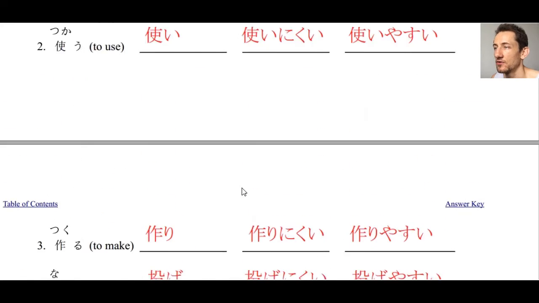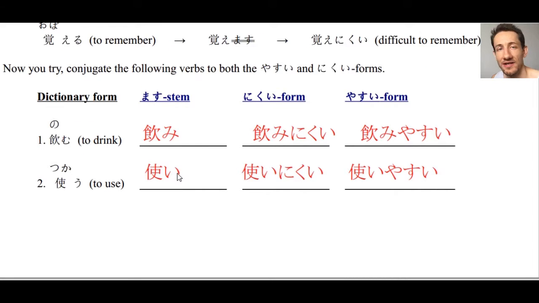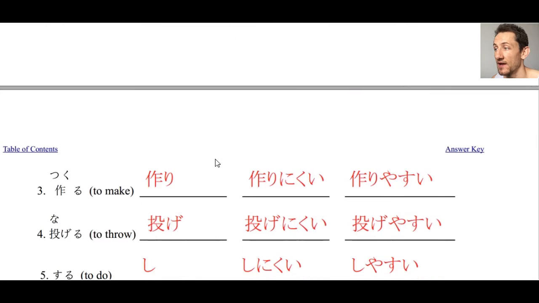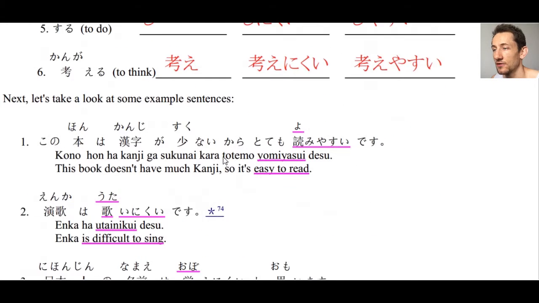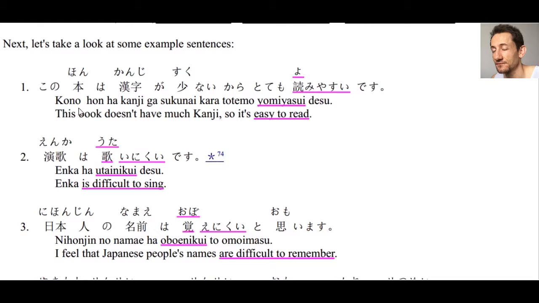And that's it. So hopefully you're able to answer those without too much difficulty. Again, being able to conjugate verbs to the mas stem or the mas form is extremely important because, as you can see, we use it for a variety of purposes. But now we're going to look at some example sentences, and we'll see how these verbs work in an actual sentence. So let's see, number 1.